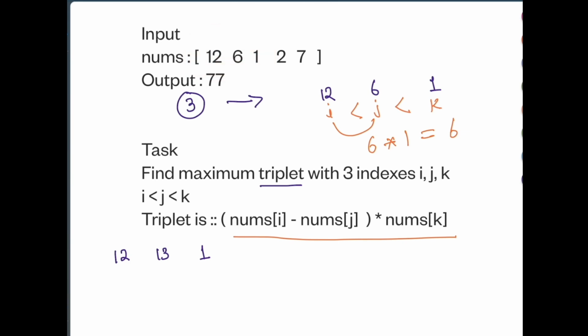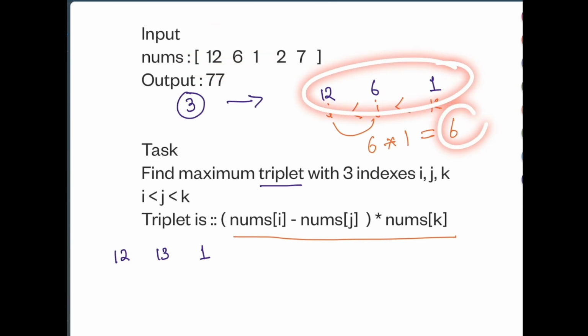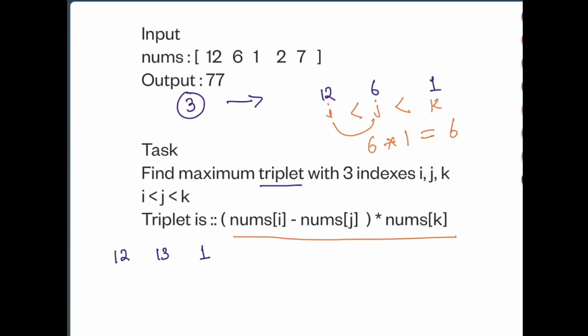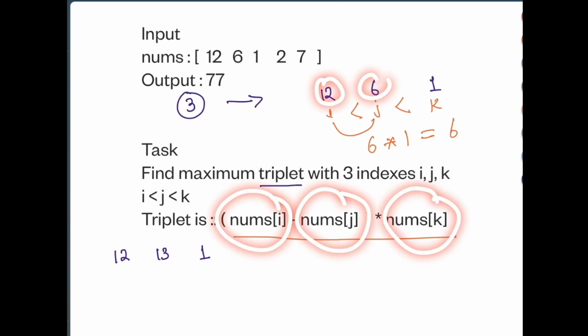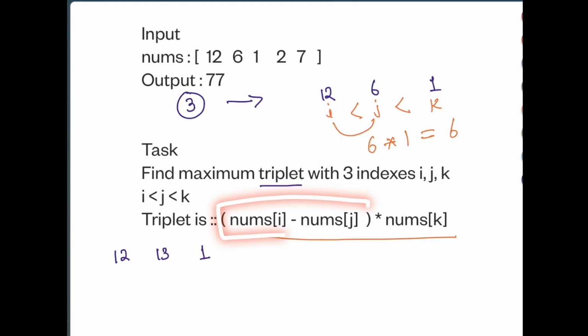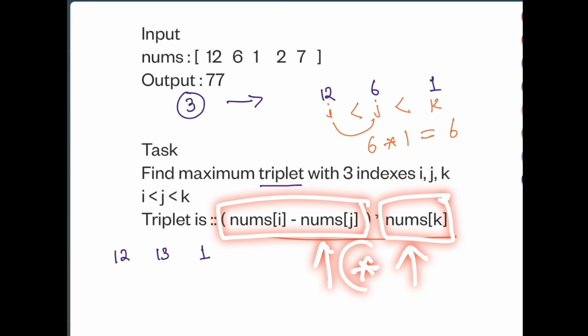But what is the observation when we have this as an input and this as the output? The observation is you need 3 numbers. That's the first observation, and we got 3 numbers. And the triplet formula is nums of i minus nums of j multiplied by nums of k. So here we have 2 factors which are getting multiplied. Now simple maths has to be applied here: if you want to maximize this value, you need to find the maximum of these values which are possible. So the first one is the difference, the second one is the multiplying factor, right?